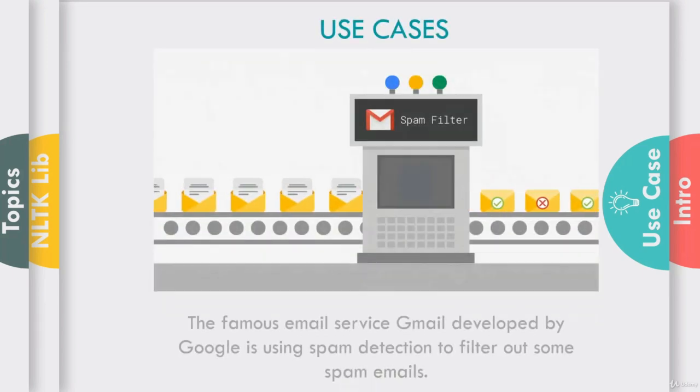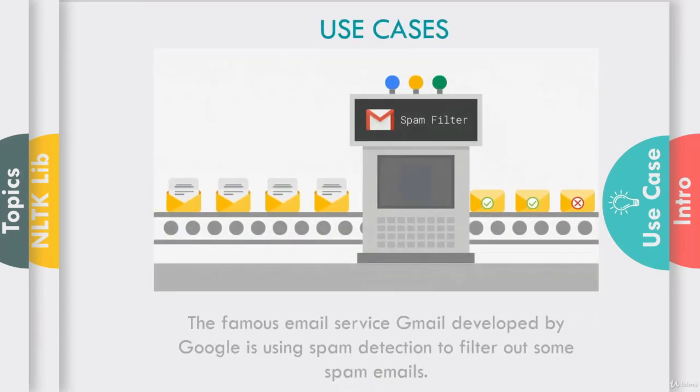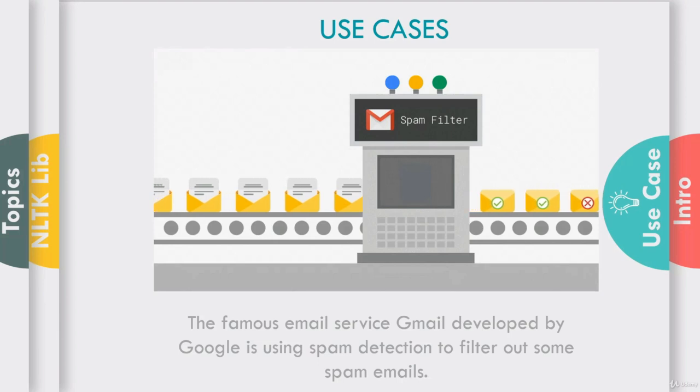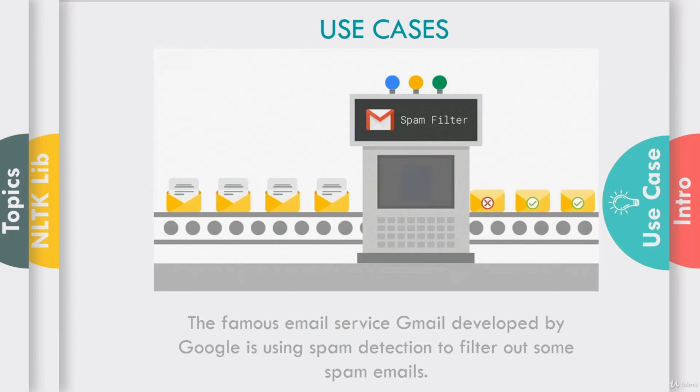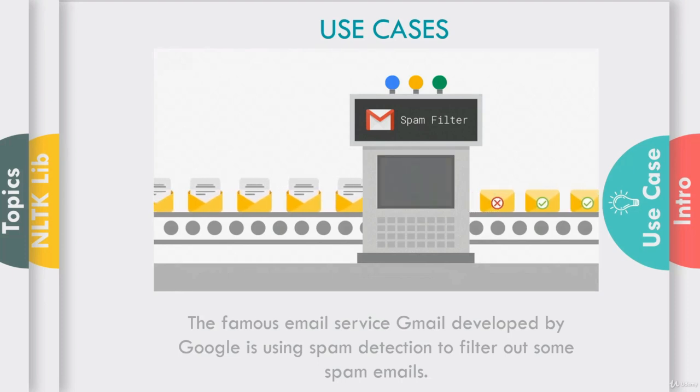We will discuss more use cases, like Gmail. Gmail, the famous email service developed by Google, uses spam detection to filter out spam emails. We may be receiving hundreds or thousands of emails daily. Some may be of use to us and some emails are spam. So Google automatically filters out the spam emails so we don't get a bad experience. So guys, here we have seen some use cases of NLP.